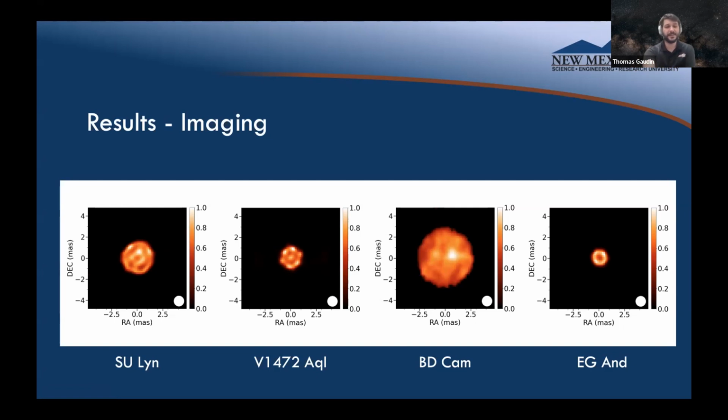We're still not sure exactly what some of these surface features are, especially the bipolar lobe structure that we see on V1472 Aquila, although that is something for us to observe and study more in the future. As we look to EG, we see again that it backs up the results of our model fitting.